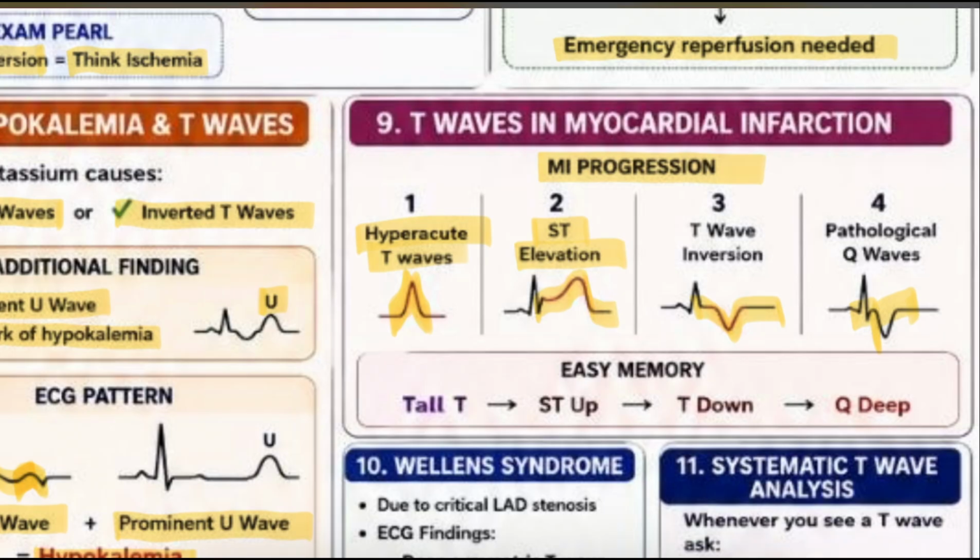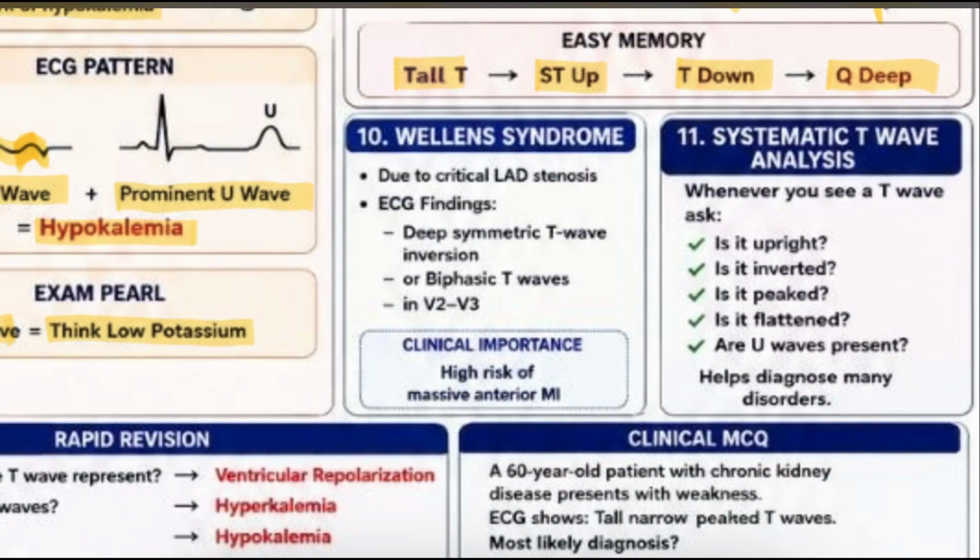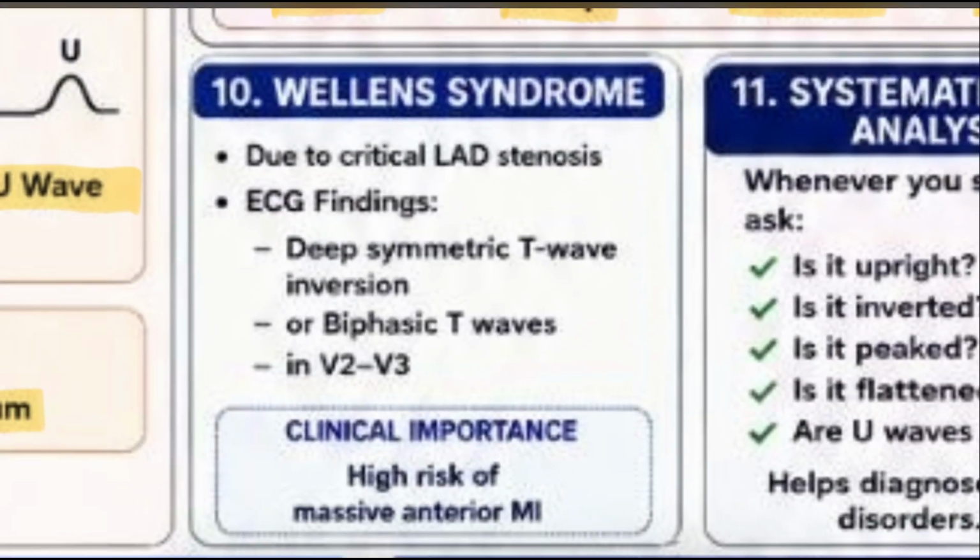So for remembering easily, I have one mnemonic: first tall T, then ST up, then T down, then Q deep. Tall T means we can see a V-type structure. Next, ST up, the ST will become elevated. Next, T down, the T wave will become inverted. Then Q deep. So we have one syndrome we call Wellens' syndrome.